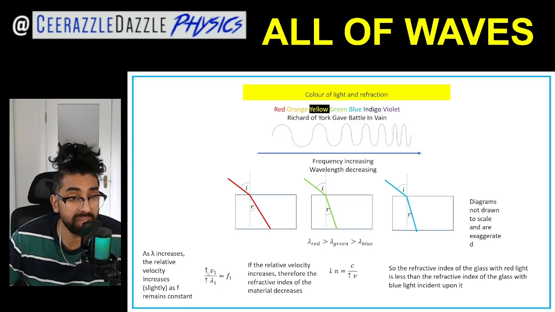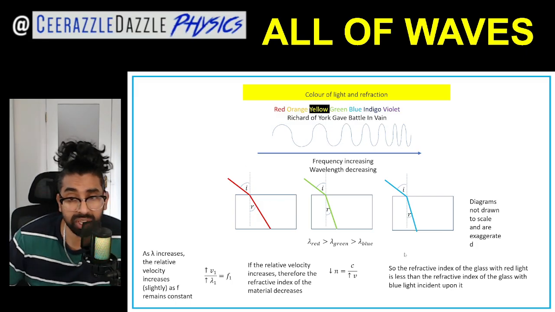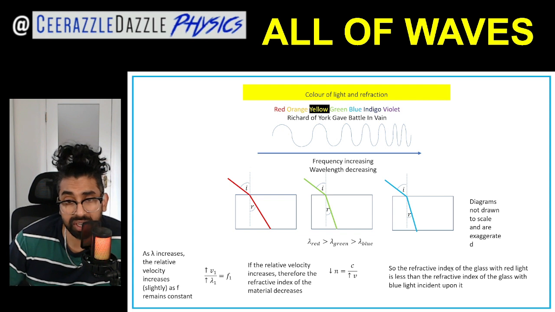Well, if the relative velocity within that medium goes up, then the refractive index of that material goes down, depending upon that ray of wavelength that you're using. So just make sure you're happy that the refractive index of the glass with red light is less than the refractive index of the glass with blue light incident upon it, due to this principle.